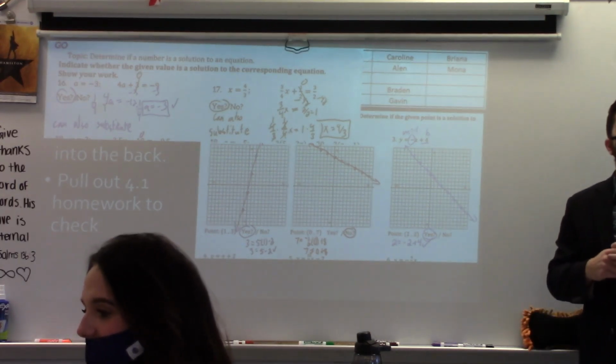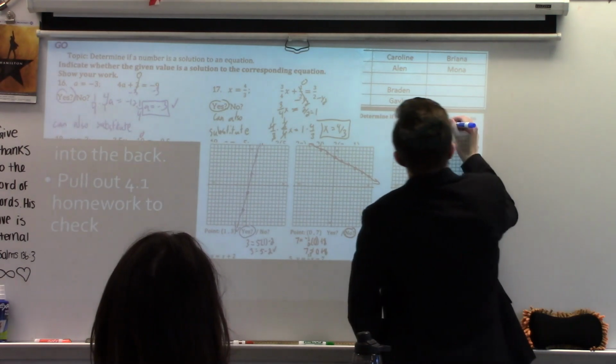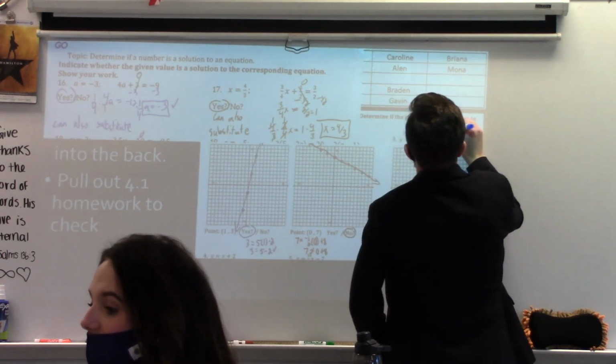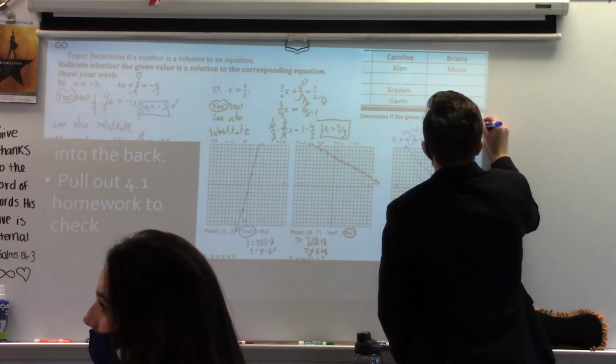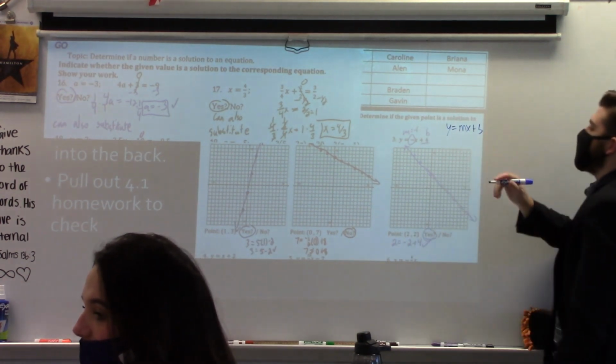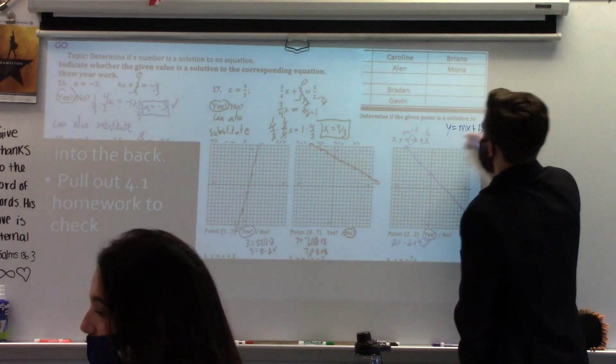Point slope. What'd you say? Point slope. Is it point slope? Wait, no, it's slope intercept. Slope intercept, so y equals mx plus b. Alright, our m is our slope, our b is our y-intercept. So what is our slope here?